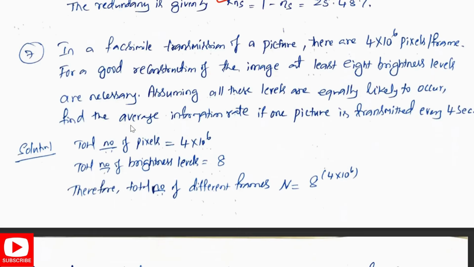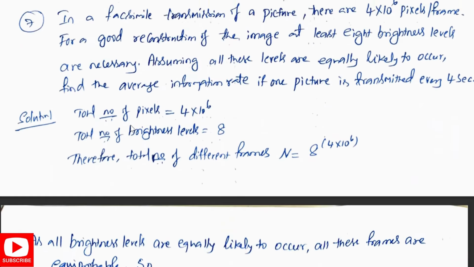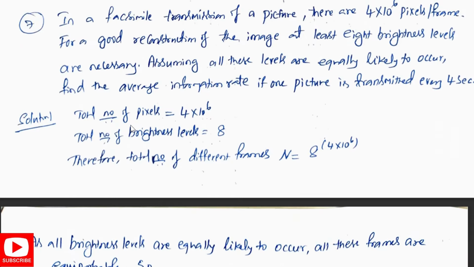Next is, in a facsimile transmission of a picture, there are 4 into 10 power 6 pixels per frame. For a good reconstruction of the image, at least 8 brightness levels are necessary. Assuming all the levels are equally likely to occur, find the average information rate if one picture is transmitted every 4 seconds. Total pixels they have given, and the total number of brightness levels is also given. Therefore, what is the total number of different frames? That is equal to n. That is given by 8 power 4 into 10 power 6. So as all the brightness levels are equally likely to occur, all these frames are equiprobable.